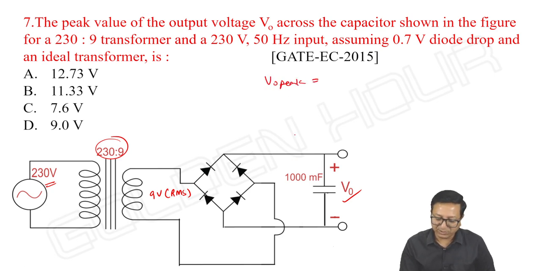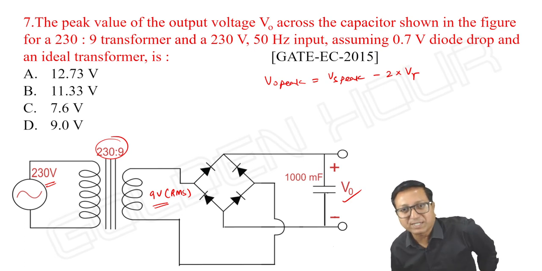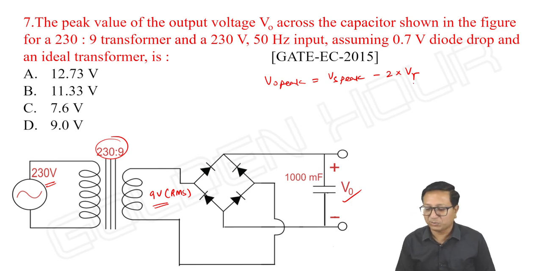It is equal to Vm. It is 9 volts. It is less, so definitely we cannot neglect V gamma. No doubt about it. So V output peak is equal to V secondary peak minus, here in one stage 2 diodes will be conducting, and hence 2 times V gamma. It is a center-tapped rectifier, meaning in one stage only 1 diode will conduct, but here 2 diodes will conduct, so 2 times V gamma we should write.